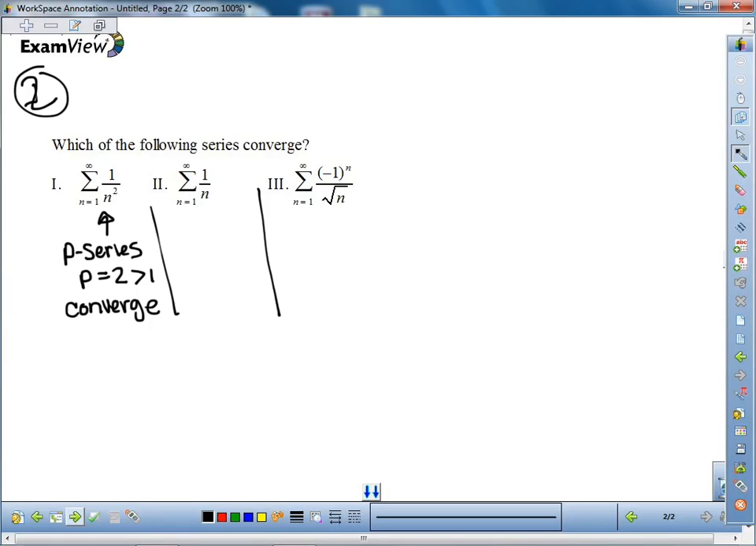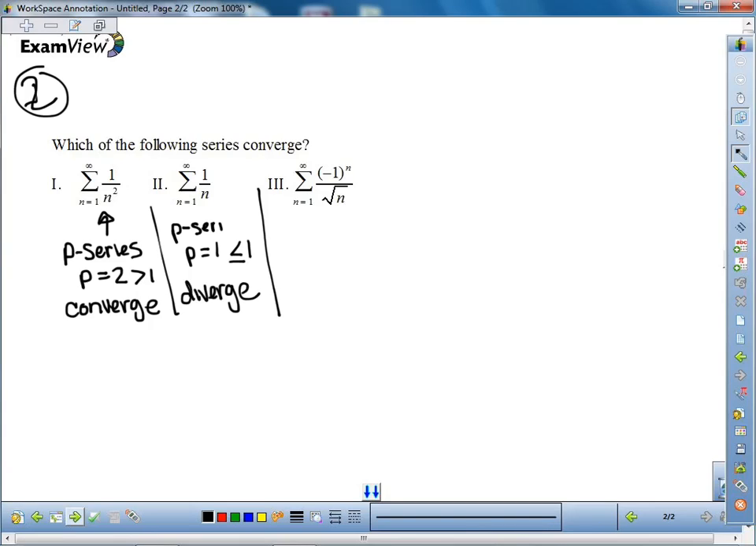Okay, number 2 is what we call a harmonic series. It's also a p series, where p is equal to 1, which is less than or equal to 1. So this is going to diverge.